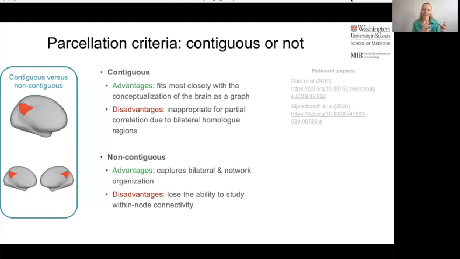On the other hand, an advantage of non-contiguous parcellations is that they can capture more complex organizational principles in the brain, for example, bilateral organization or network organization. However, one of the disadvantages is that you lose the ability to study within-node connectivity. For example, if you combine the left and the right motor cortex into a single node, then you can no longer study connectivity between those two regions.